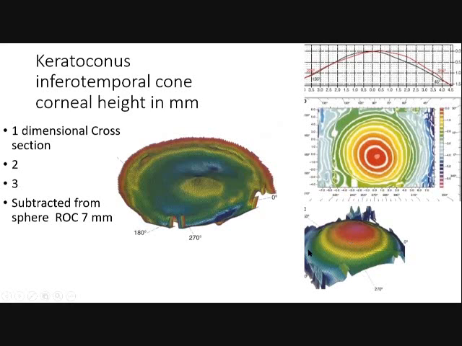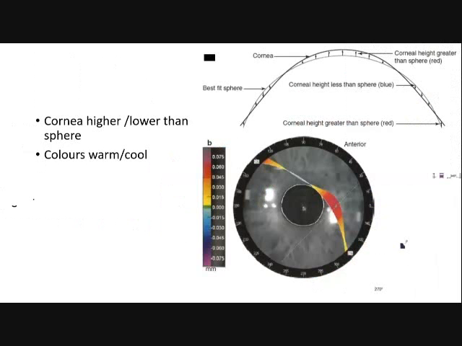While if you see, this is the green line, this means it is on the best fit sphere, and this is the blue circle surrounding in the periphery. This means this area is too much depressed or too much at a low level than the best fit sphere. So this is characteristic of keratoconus. In keratoconus, we have a central cone which is above the best fit sphere, and we have a periphery which is below the best fit sphere.